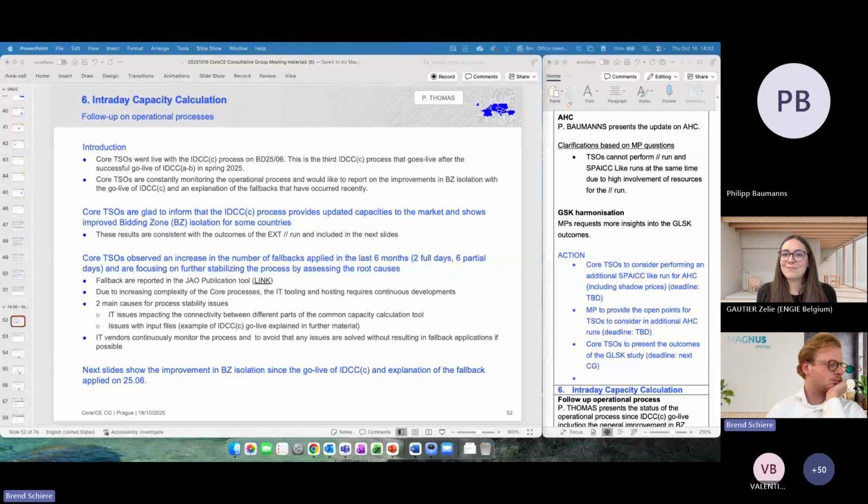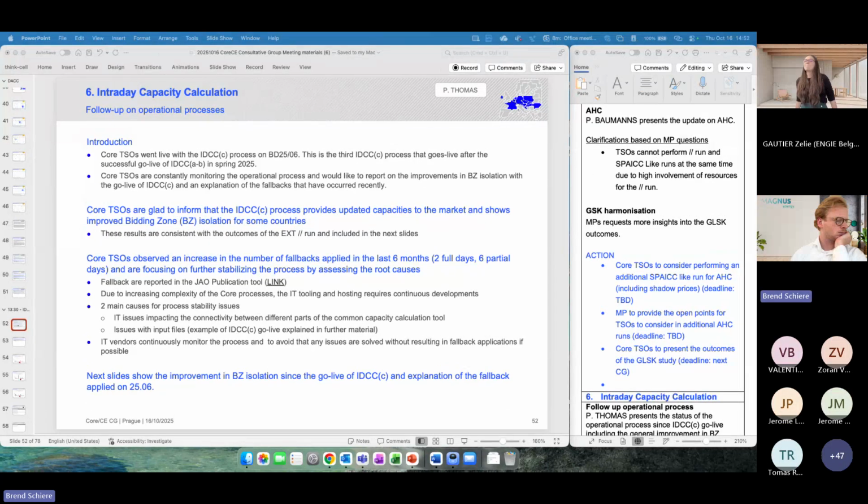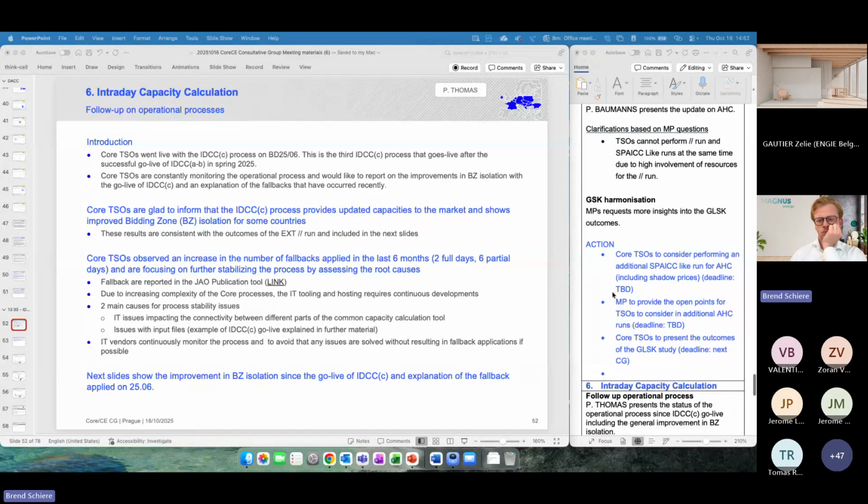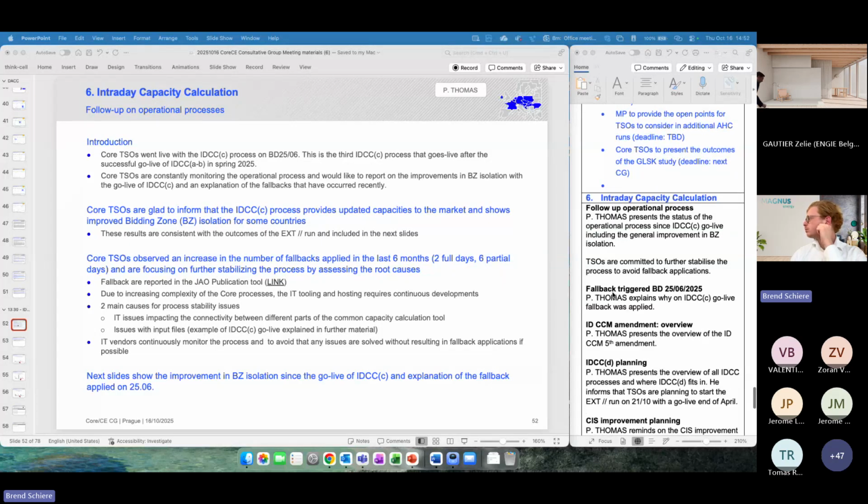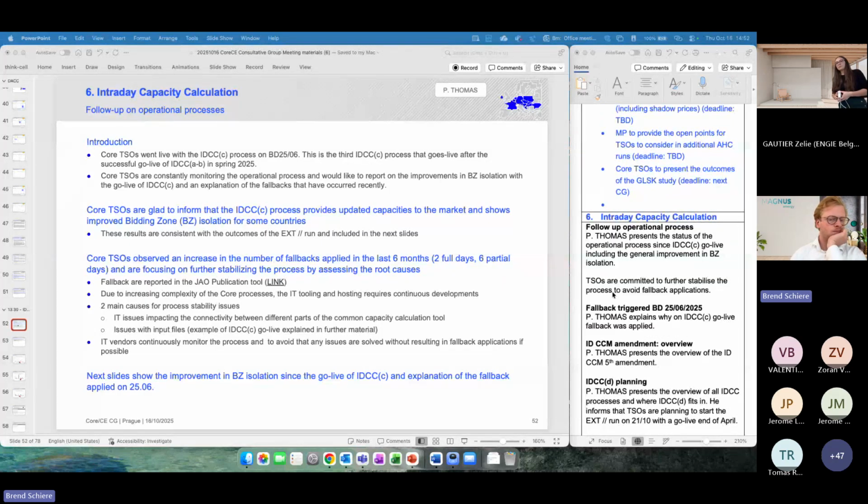To introduce myself, my name is Peter Thomas. I'm working for Amprion and I'm now convener of the intraday capacity calculation project team. Today I'm presenting the intraday topic. We have several topics on the agenda. Following up on the operational processes, we have some KPIs, the fifth amendment of the intraday methodology, the current status of the IDCCD planning, and some follow-ups of the capacity improvement study. Let's start with the operational processes.